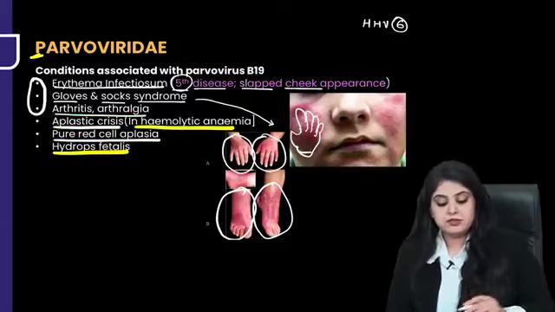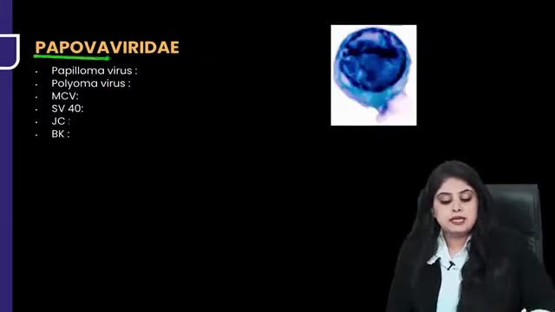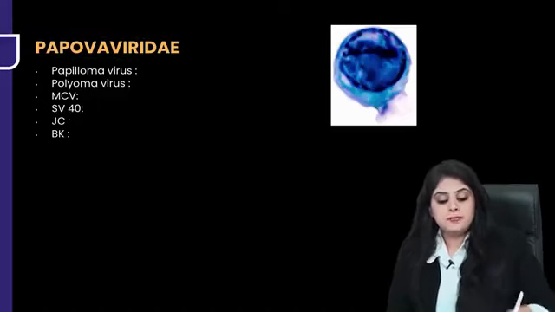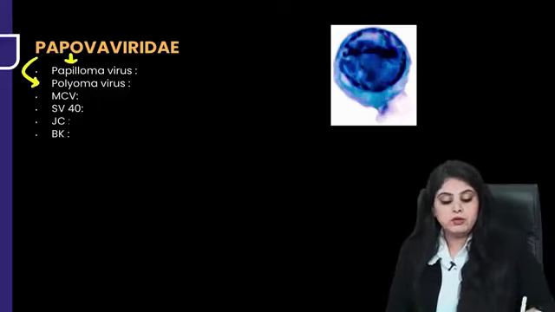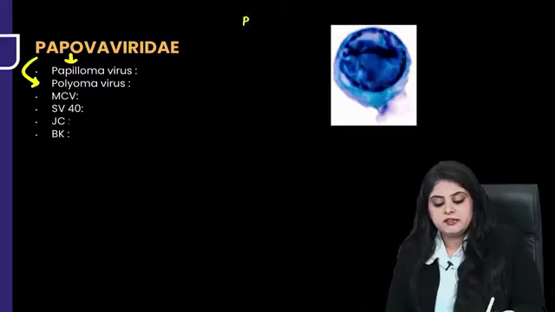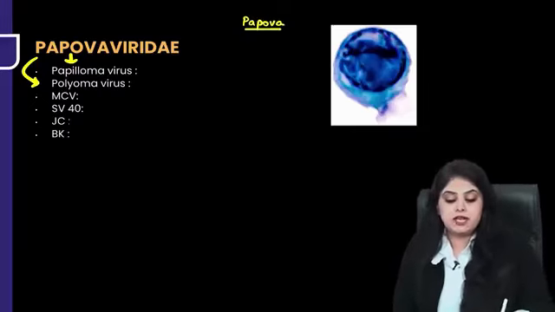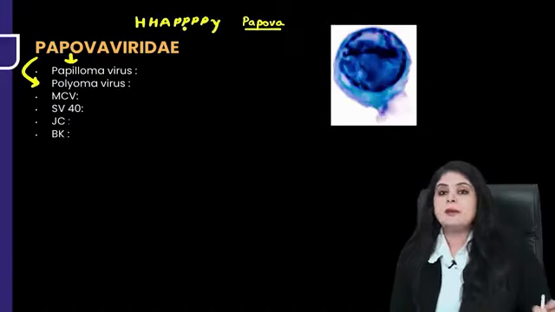Finally, if I ask you that this P is over, happy mnemonic mein agla P kya tha? The next P is the papovaviridae. So if you break papova, out of papova you can get papilloma and polyoma. Are they not sounding the same? We have something called papova, and if you break it, papilloma, polyoma. This is the next family that you will have to learn in the happy mnemonic. So let's move on to papovaviridae.